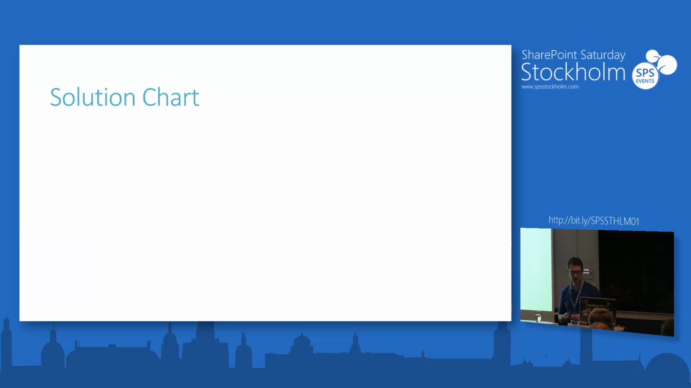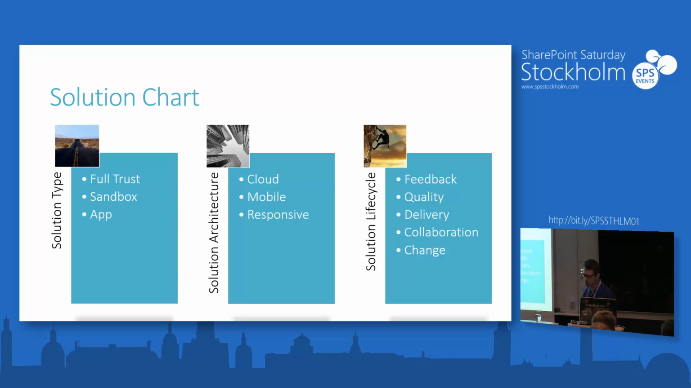When starting a new project or reviewing application requirements, I work my way through the solutions design and I make decisions along the way. I like to plot them on what I call the solution chart. It's not even a real thing, I just made it up, but if it was a real thing, it would cover these three areas. Solution type, the basic three, we all know them.